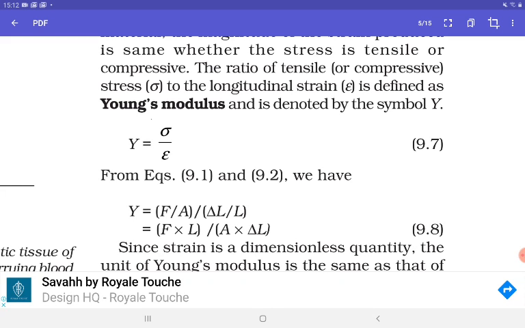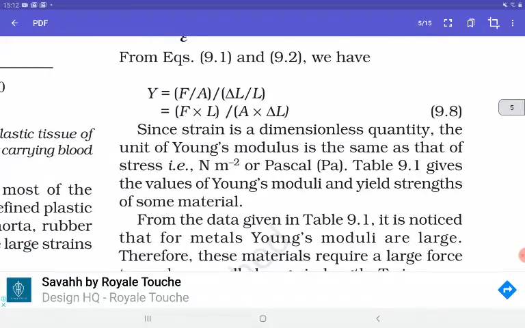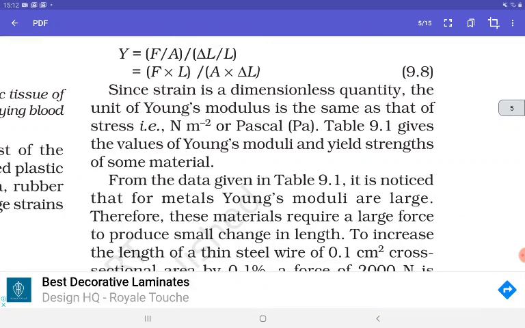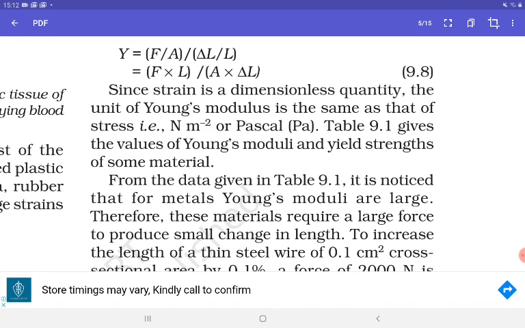sigma upon epsilon. That is, from equations 9.1 and 9.2 we have Y equals F upon A divided by delta L upon L, that is, F into L divided by A into delta L. Since strain is a dimensionless quantity, the unit of Young's modulus is the same as that of stress, that is, Newton per meter square or Pascal.